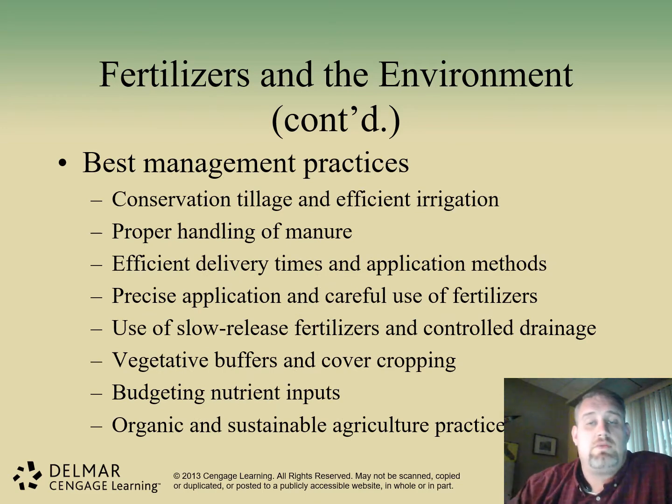So best management practices when we're talking about fertilizers and the environment, we want to ensure that we're using the correct tillage and the correct irrigation methods. We want to make sure that we're handling manure and being cognizant of the environment that's around it. Making sure that we're delivering and applying at the correct times. We want to use precise applications so that we are not having extra fertilizer being applied or it being applied unevenly. Using slow release fertilizers can help because then you can reduce the amount of leaching that will take those fertilizers through the root zone.